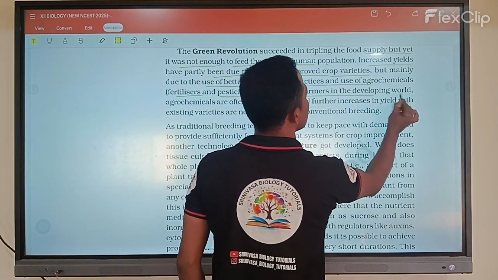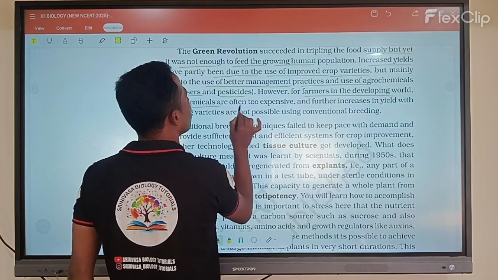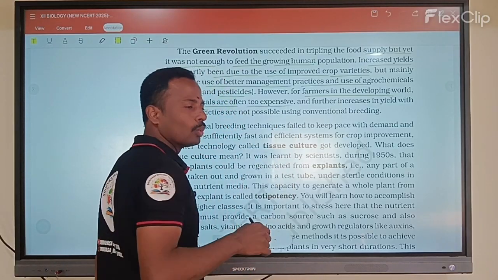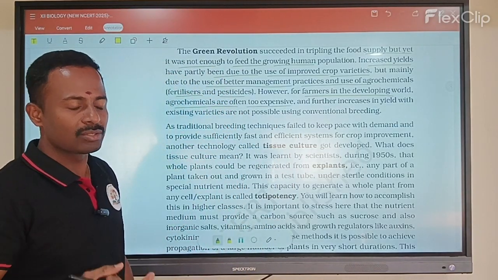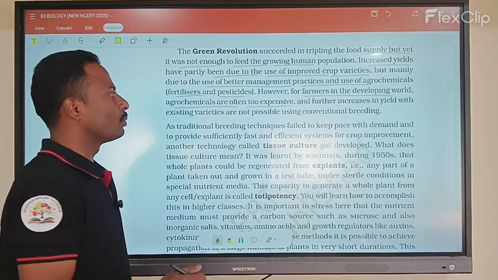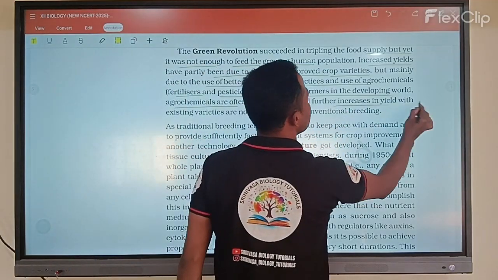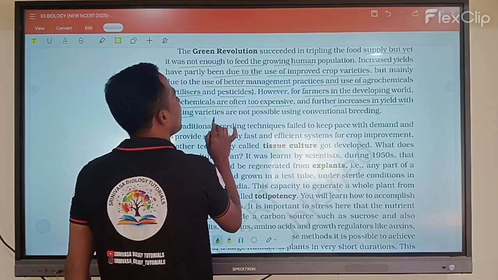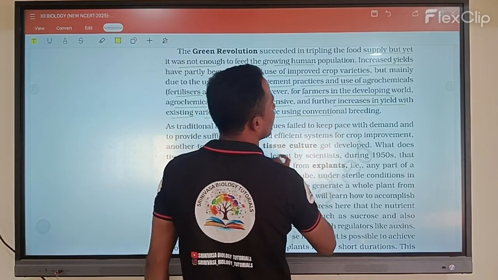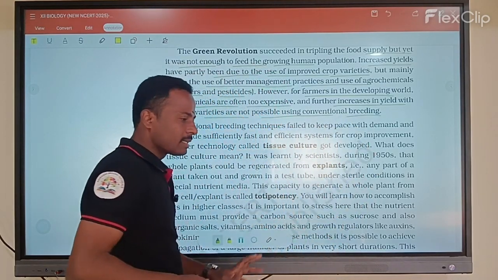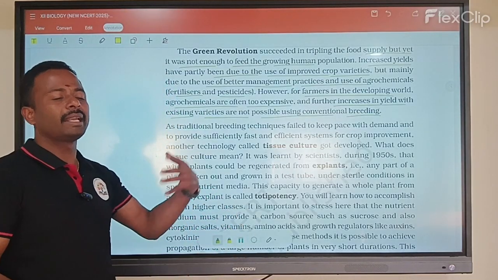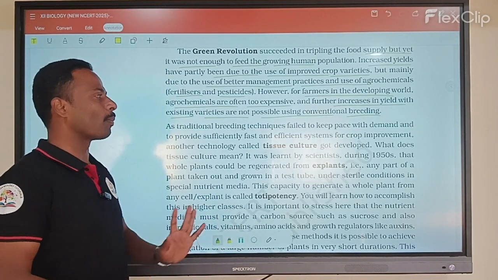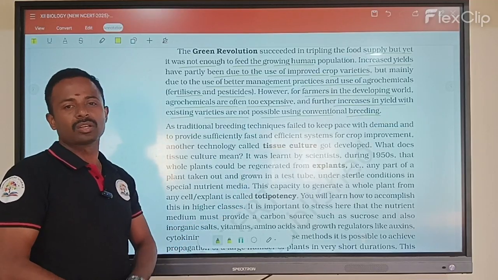However, for farmers in the developing world, agrochemicals are often too expensive. So the fertilizers as well as pesticides are most expensive, and further increase in yield with existing varieties is not possible using conventional breeding. If we use that, then the next academic year the yields do not come properly.